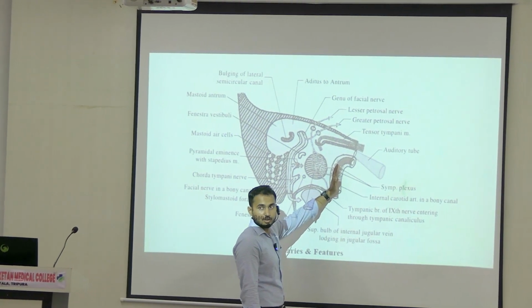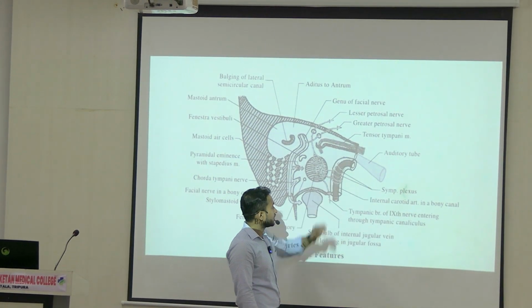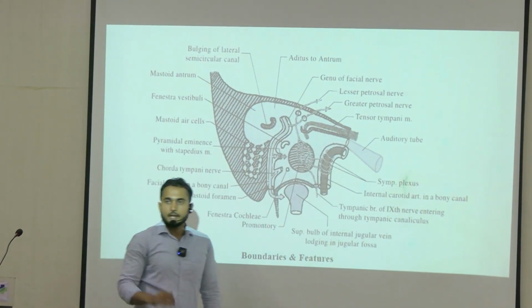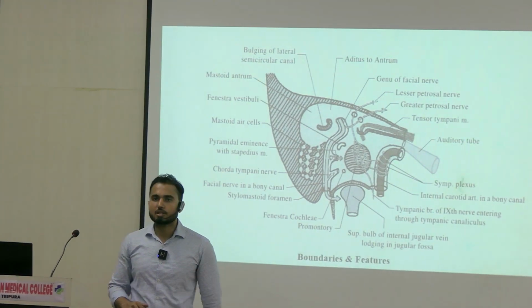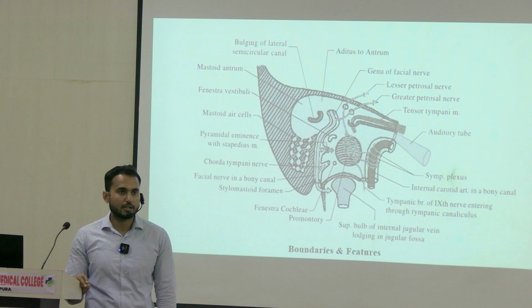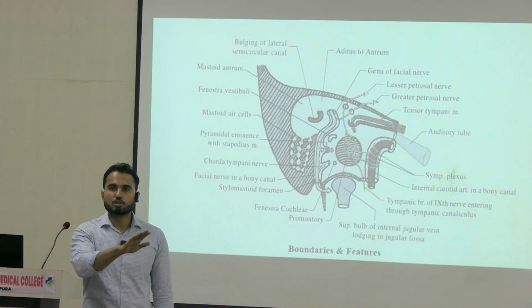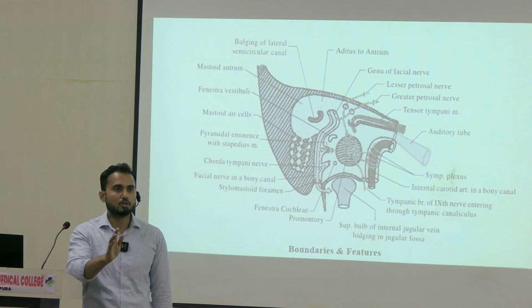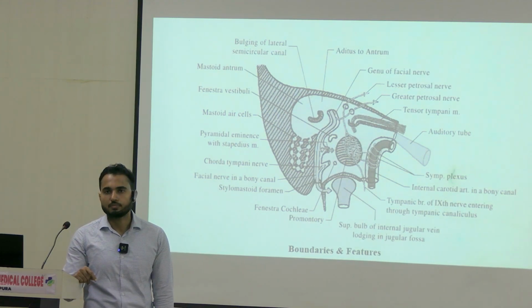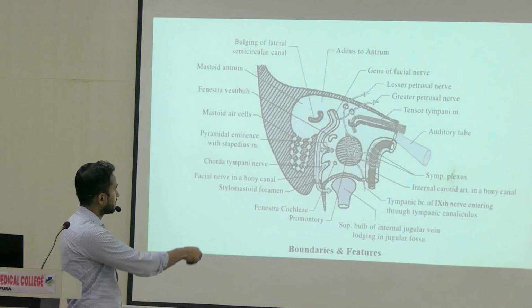Okay, this is the anterior wall. How is the anterior wall formed? So this is the carotid canal. In Norma Basalis, have you studied the carotid canal? I know you have studied the carotid canal. Okay? So the posterior wall of the carotid canal is forming the anterior wall of the middle ear cavity, as you can see over here.